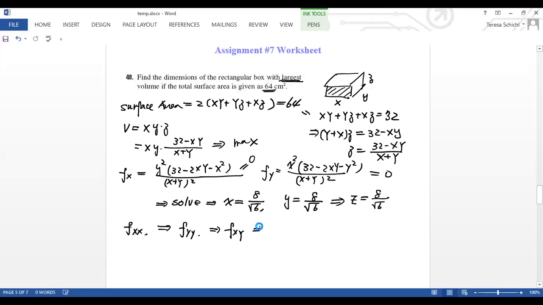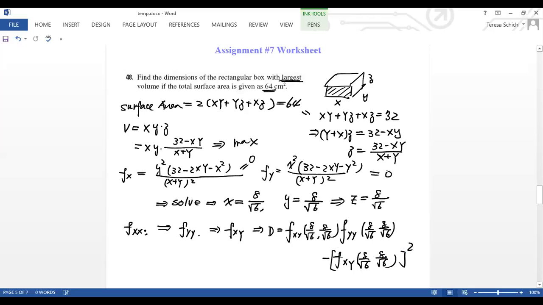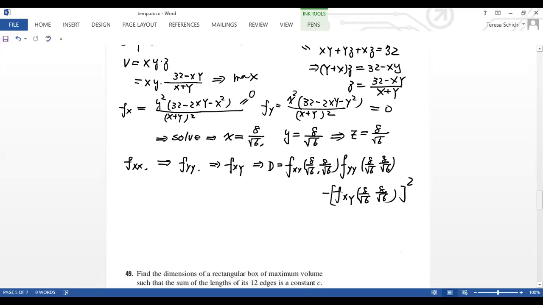Then you substitute. So D is equal to f sub xx at (8 over square root of 6, 8 over square root of 6) times f sub yy at that point, minus f sub xy at that point, squared. You will find that this D value is greater than 0. You can also check that f sub xx is less than 0 when you plug this point in. That's why you have the max.